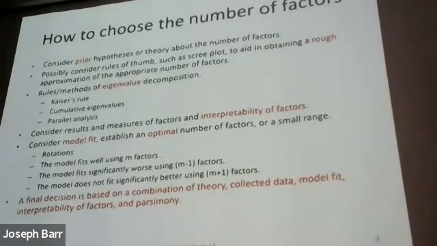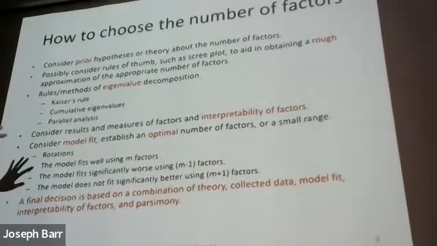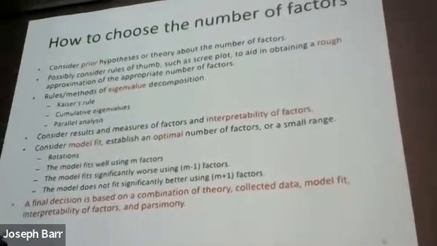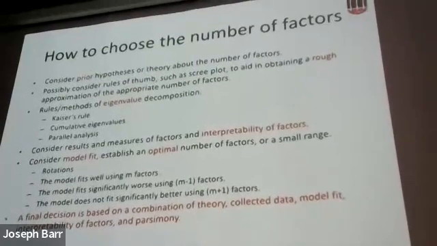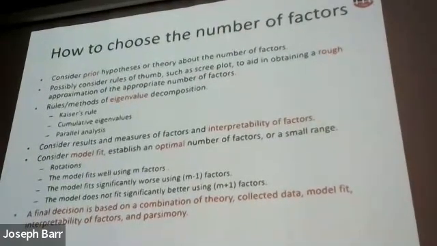First, you should read some literature about that area. Consider some prior hypothesis or theory about the number of factors. For example, if other people have already done the research and suggest 3, then you might consider 3. It's kind of like the rough range of the number of factors. You should also consider a rule of thumb, for example, scree plot, and get some idea of the range, the approximate number of factors.